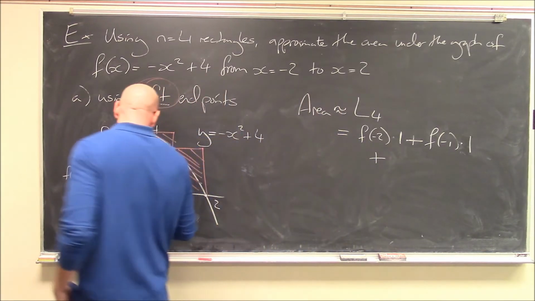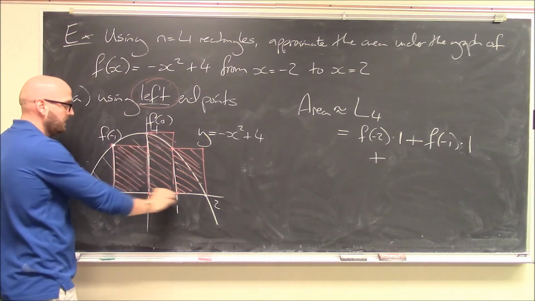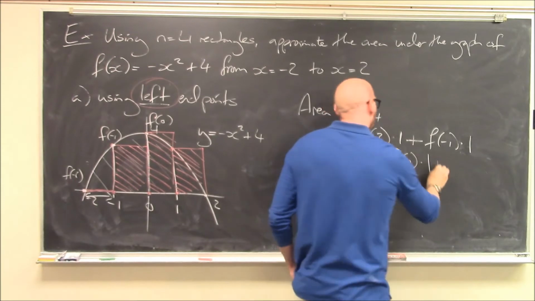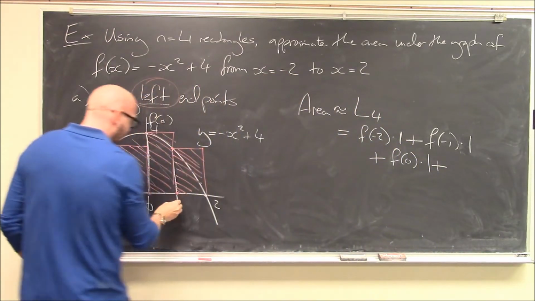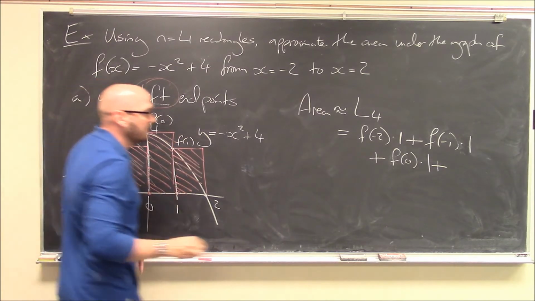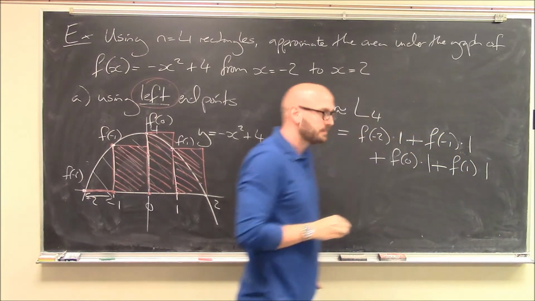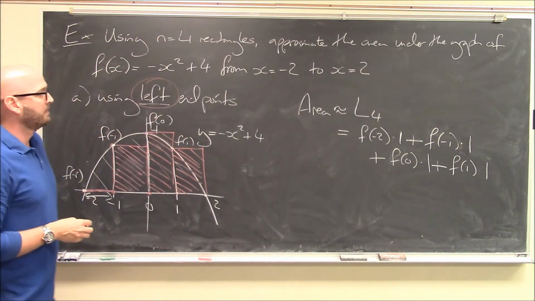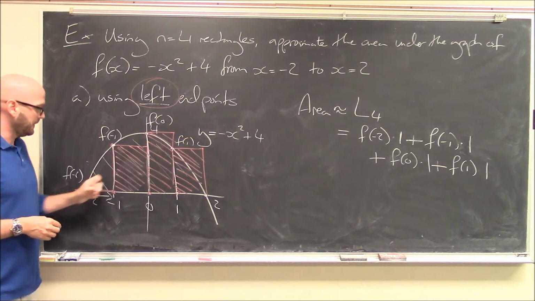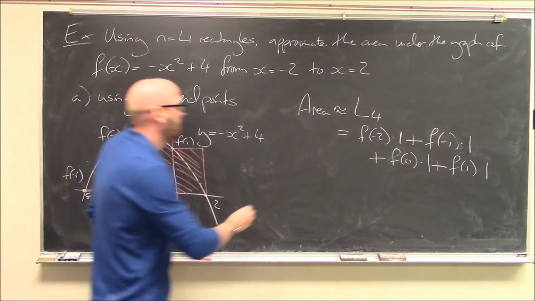Plus the area of the next rectangle. We chose 0, so right there we're taking f of 0 as our height, times the width, which is 1. And last but not least, the height of our last rectangle, we chose 1. We take f of 1 to be our height, times the width. f of 1 times 1. And all we need to do now is plug in these values into our function to figure out what f of minus 2 is, f of minus 1, f of 0, and so on.